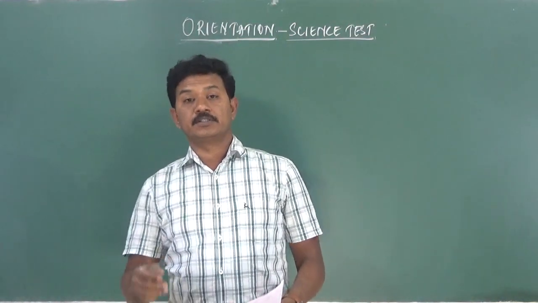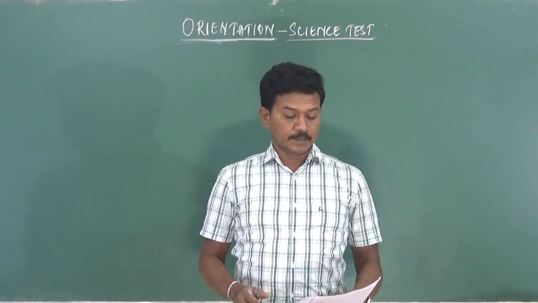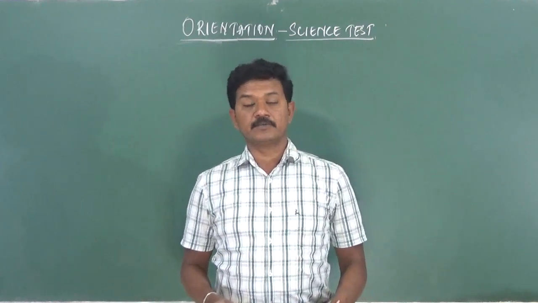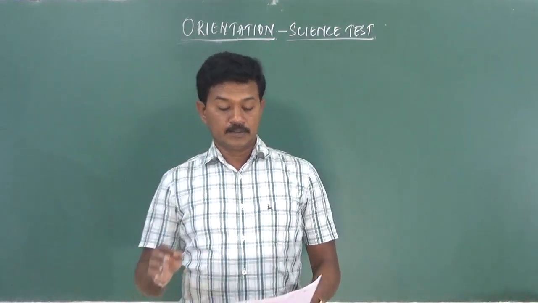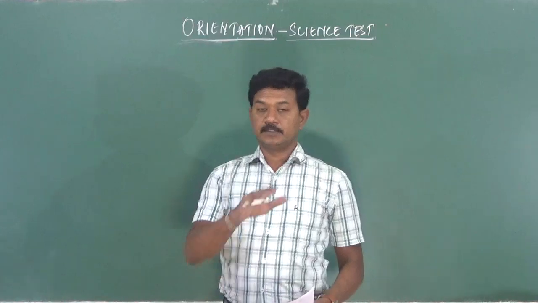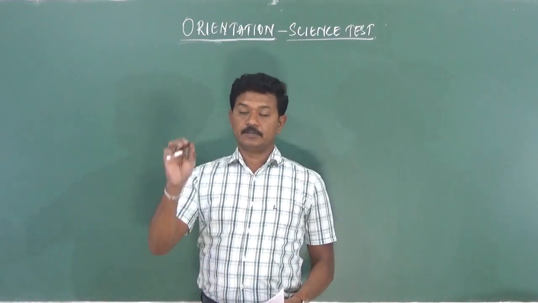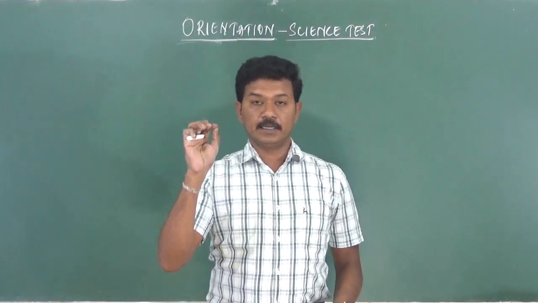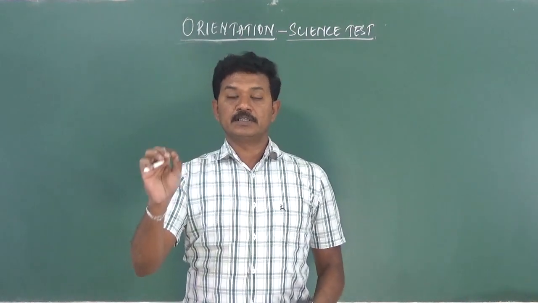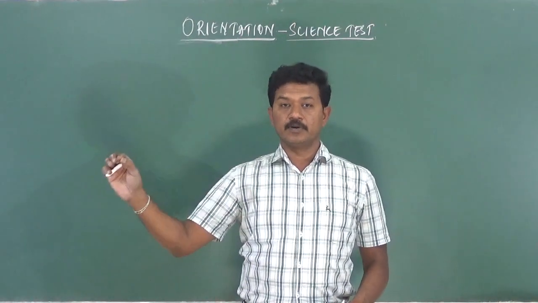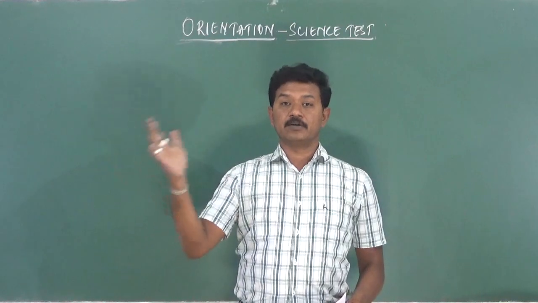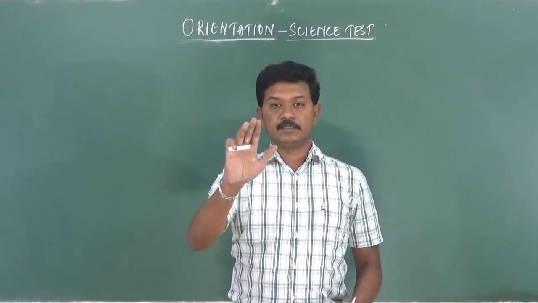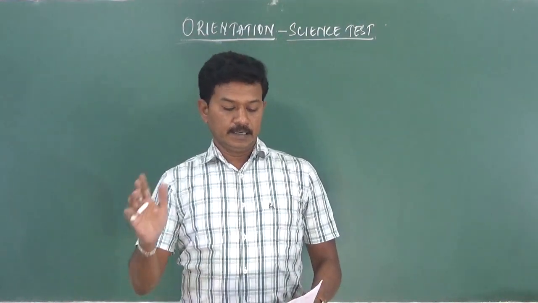One mark questions, 3 were given. Define the term principal axis of a spherical mirror. The principal axis is a line which joins the center of curvature and the pole of the mirror and which can be extended on both sides. This is the answer. Very simple.